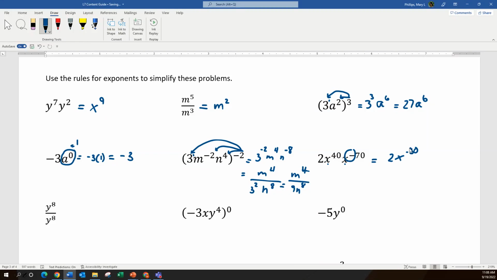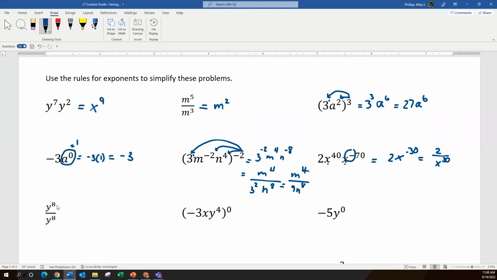Now, this is where I have to be really careful. The negative 30 only applies to the x, not to the 2. So the 2 stays on the top of my fraction, and the x to the positive 30 goes to the bottom. So in a very similar way that the a to the 0, that 0 only applied to the a, this negative 30 only applies to the x, and only the x moves to the denominator.